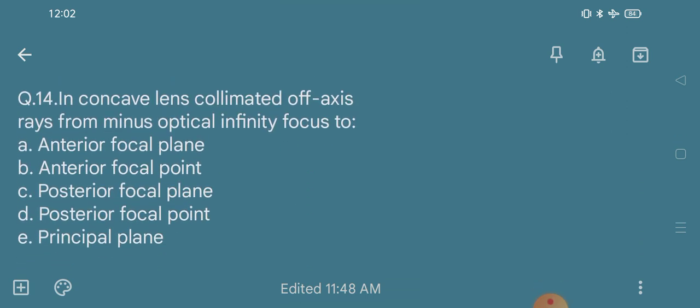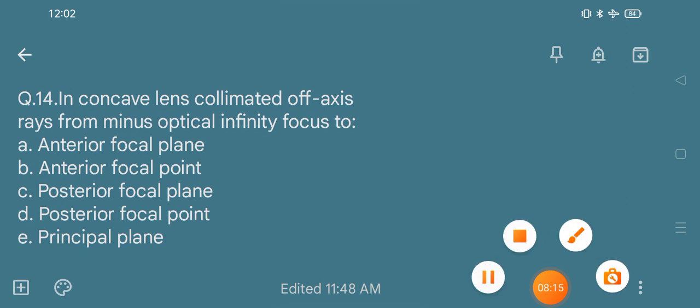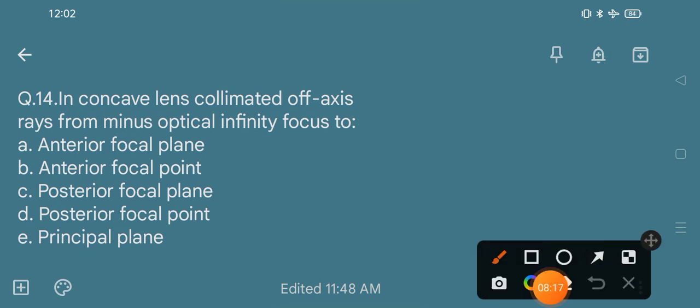Question number 14. In concave lens, collimated off axis rays from minus optical infinity focus to option A anterior focal plane, option B anterior focal point, option C posterior focal plane, option D posterior focal point, option E principal plane. The correct option is option C, that is posterior focal plane.